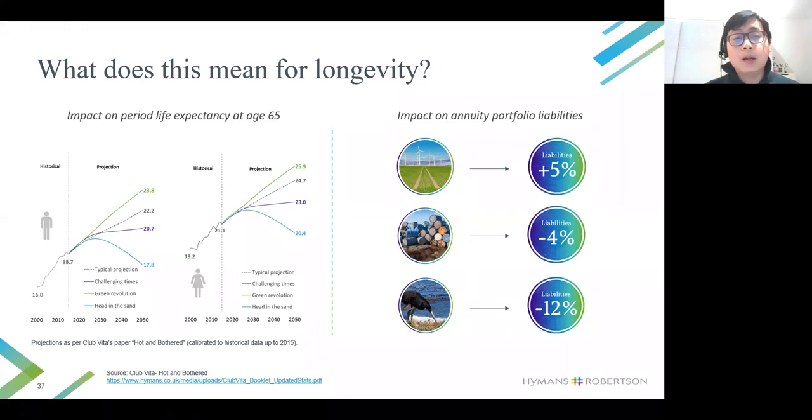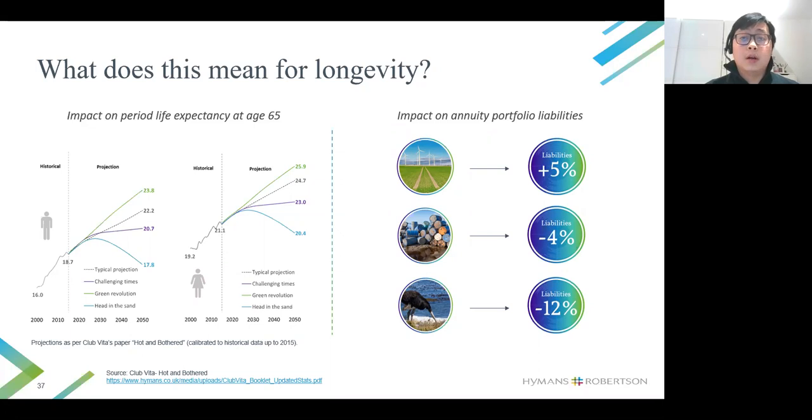The approach we've taken here is to consider how the parameters we've used for projecting future mortality could be affected under each of the scenarios. This allows us to then obtain revised projected life expectancies for different age groups and genders under the different scenarios. So we've taken this from a paper that our sister company, Club Vita, published a couple of years ago, titled Hot and Bothered. Using the comprehensive longevity data that we are able to access, this allowed us to assess the implications of the scenarios on longevity rates for different groups. And this in turn allowed us to then quantify the impact on the typical annuity portfolio.